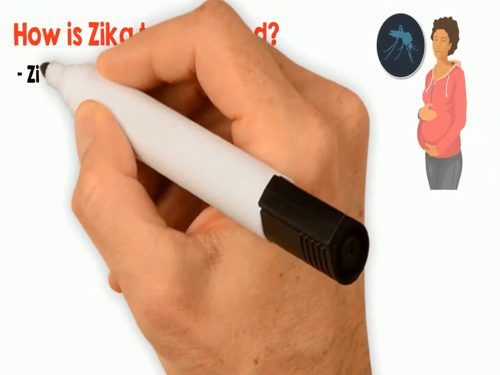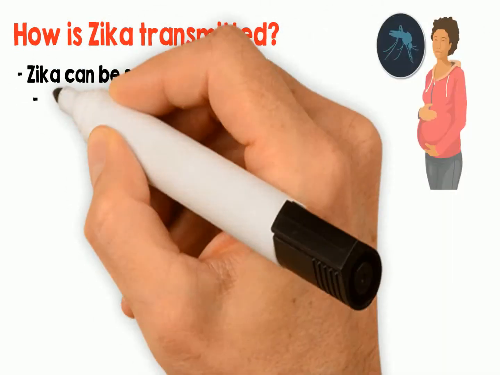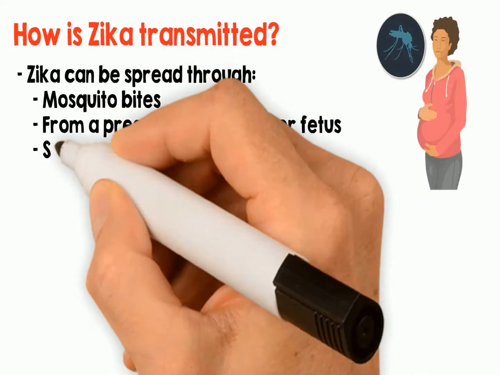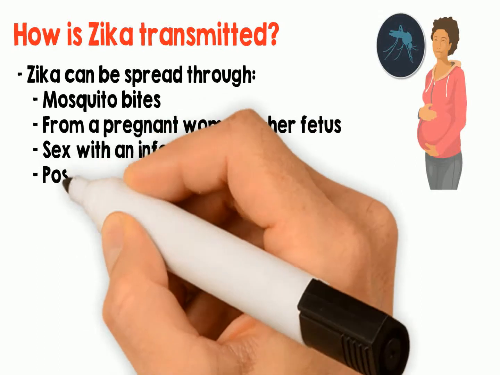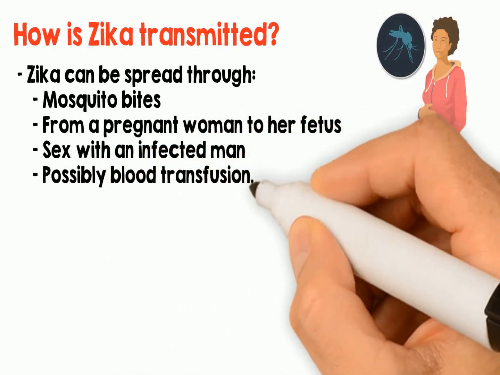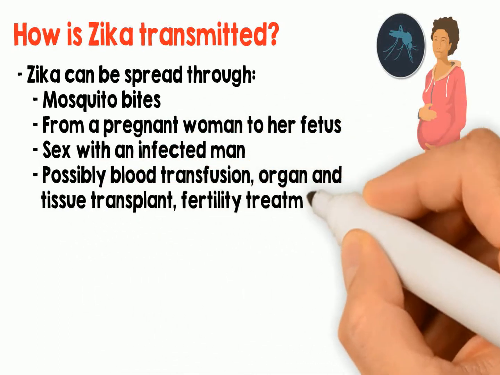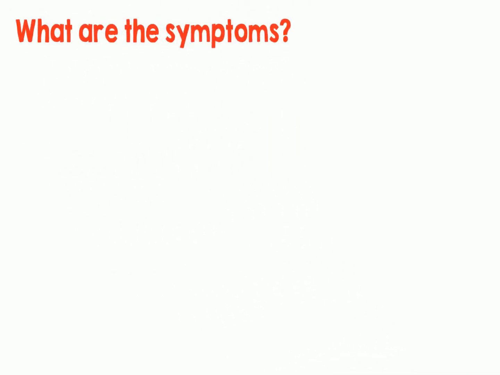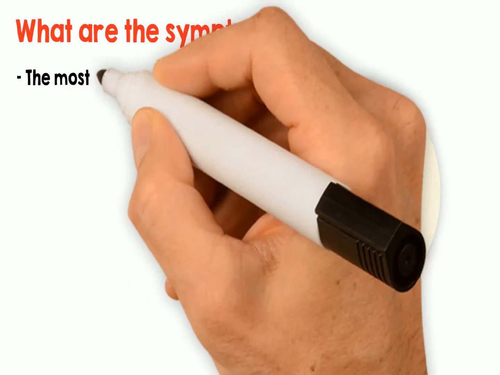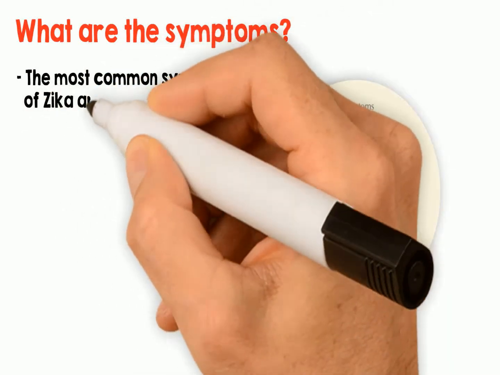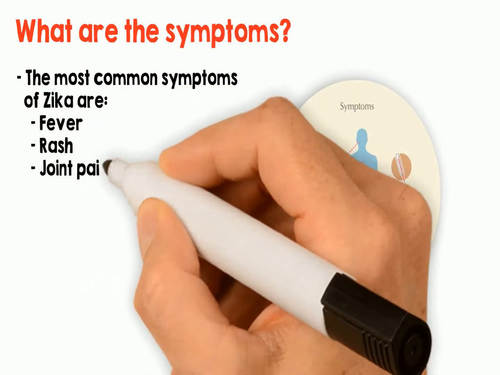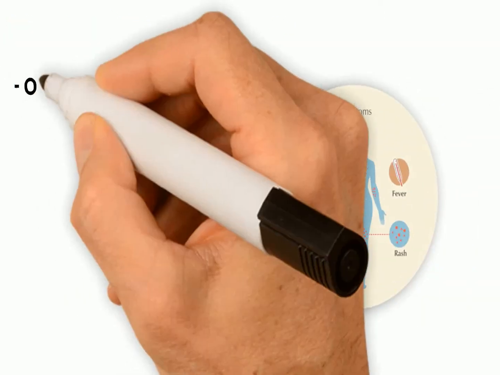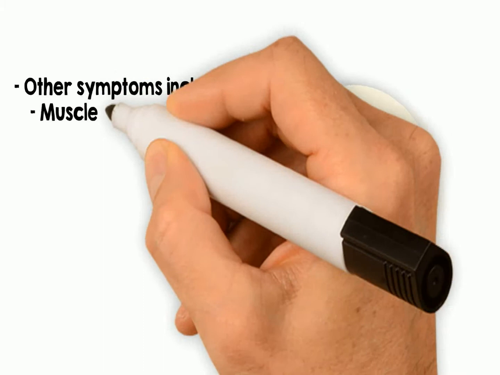How is Zika transmitted? Zika can be spread through mosquito bites, from a pregnant woman to her fetus, sex with an infected man, possibly blood transfusion, organ and tissue transplant, fertility treatment, and breastfeeding. What are the symptoms? The most common symptoms of Zika are fever, rash, joint pain, conjunctivitis, and red eyes. Other symptoms include muscle pain and headache.